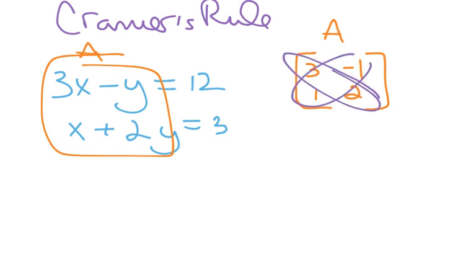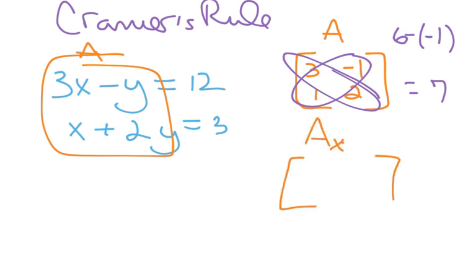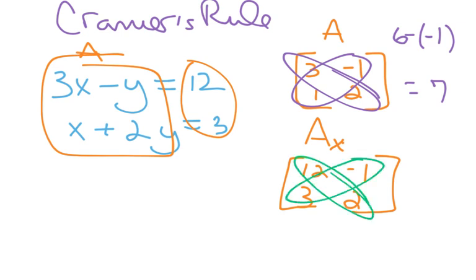So I find the determinant of matrix A. That's 6 minus negative 1. So mind your negatives. So that's 7. And then matrix A subscript X: the X's are replaced with the solution. So now instead of 3, 1, I've got 12, 3 there. The Y's are still the same. Find the determinant just like the other one. So 24 minus negative 3, so that's going to be 27.